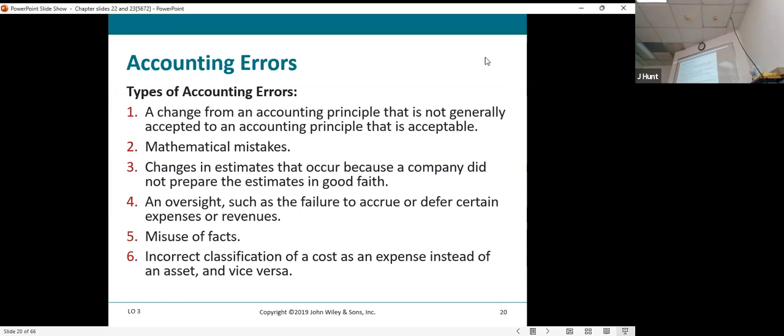Mathematical mistakes, so that of course is very common. Transposition errors, you have 20, you should have 62 and you put 26, right?